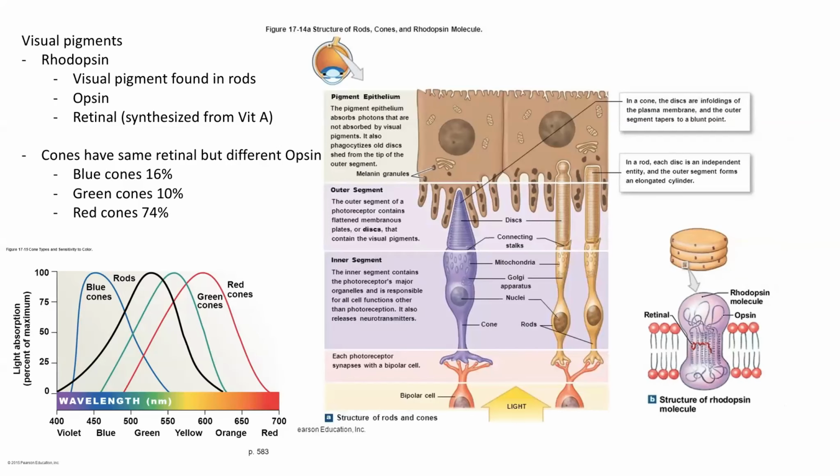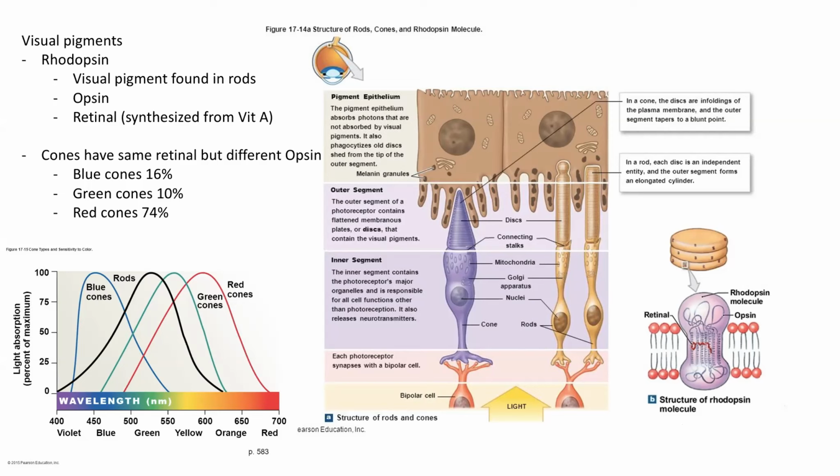Okay, so let's talk about the neurology of how this works, physiology of the cells here. So the visual pigments themselves are made up of rhodopsin. Rhodopsin is a molecule that's made up of opsin and retinol. Retinol is synthesized from vitamin A. That's why vitamin A is good for your eyes, because it is what makes up the rods and cones. The cones are made up of the same thing, retinol and opsin, it's just a different form of opsin.